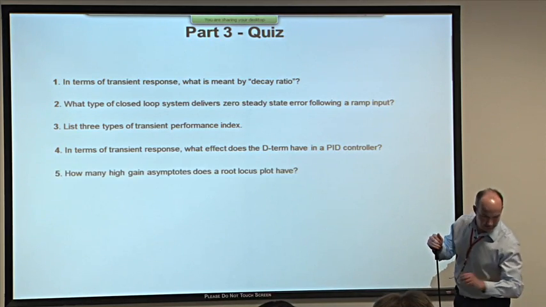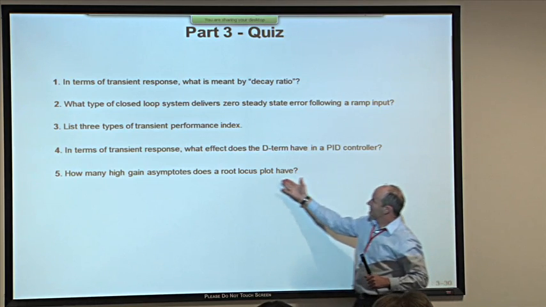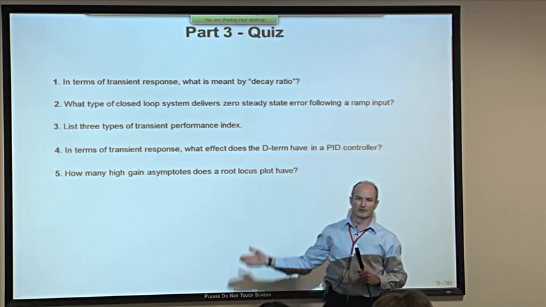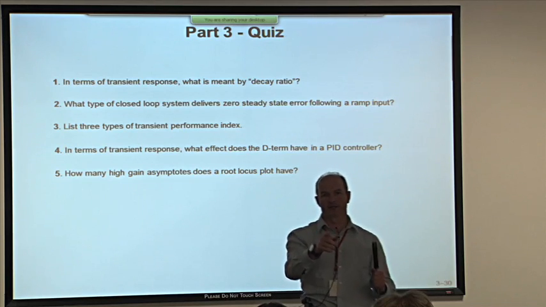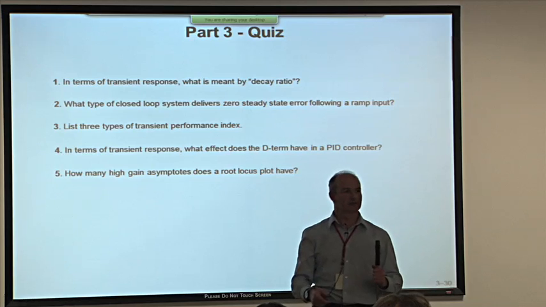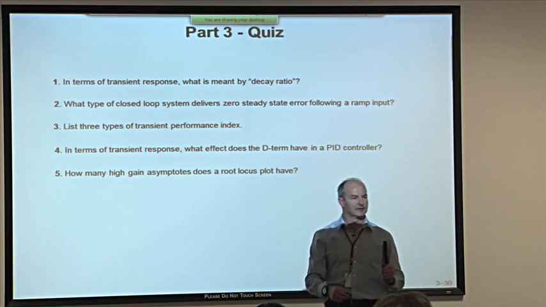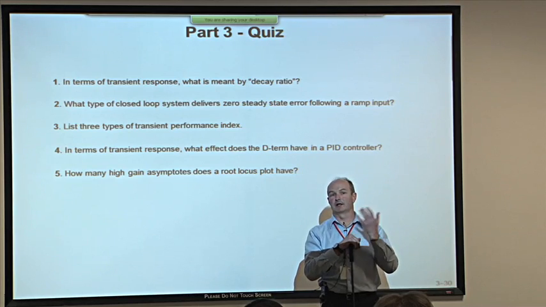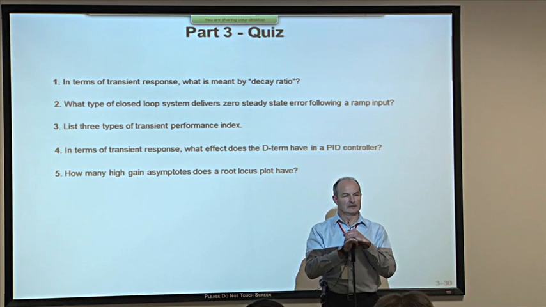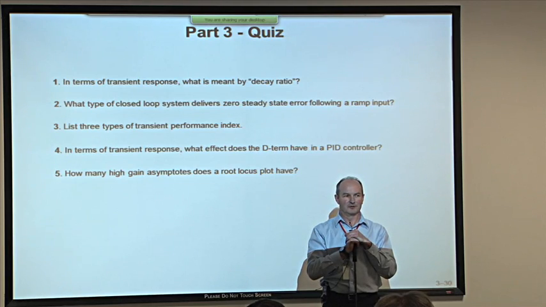Great. How many high gain asymptotes does a root locus plot have? How many? N minus m, did somebody say? Great. Well done, Vishal. It's the relative degree, n minus m. That obviously applies to a strictly proper system where we have more poles than zeros. What happens if we've got more zeros than poles? Theoretically, you can't build it. You can design it. What do you think it would have? How many high gain asymptotes?